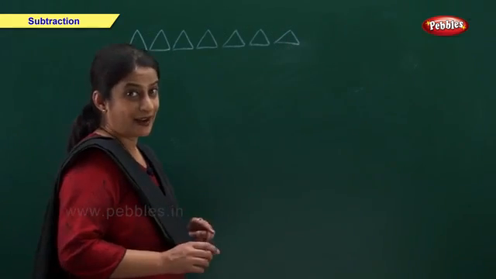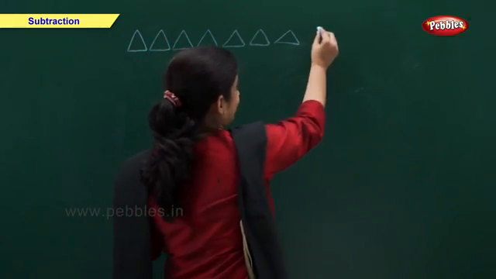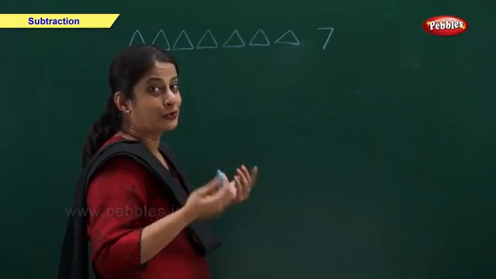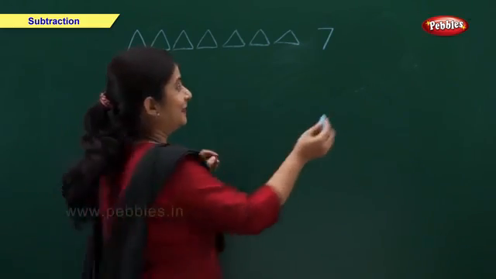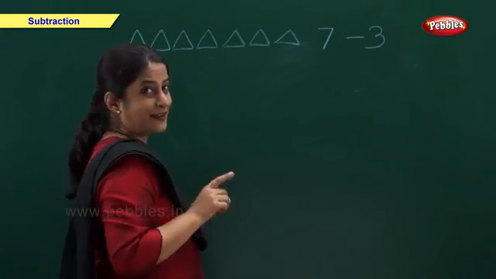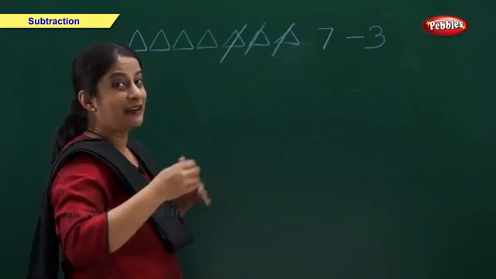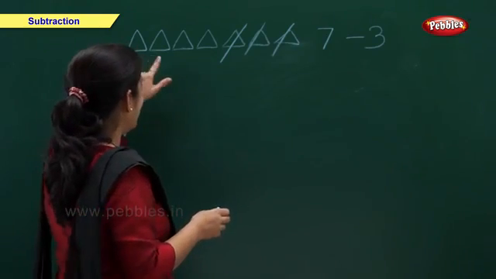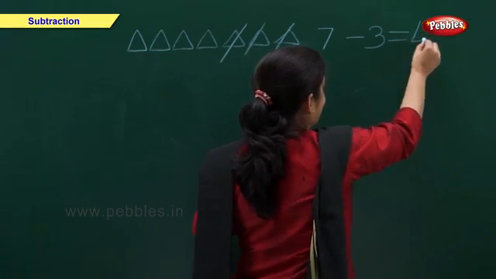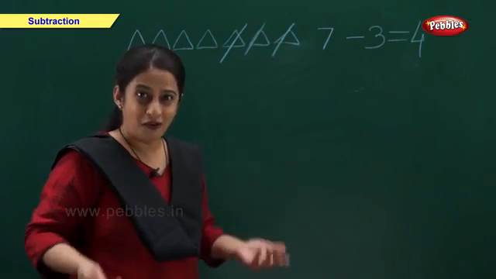I have 7 triangles. 1, 2, 3, 4, 5, 6, 7. I want to remove 3 triangles. So, minus 3. So, let's remove 3 triangles now. 1, 2 and 3. Now, how many triangles left with me? Let's count. 1, 2, 3, 4. So friends, 7 minus 3 is 4.